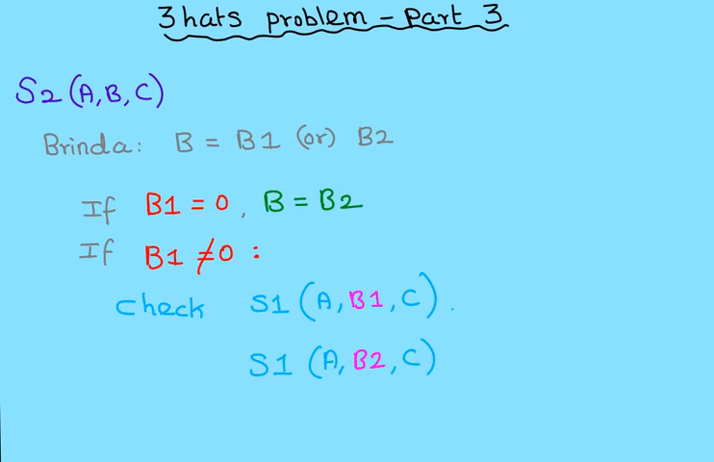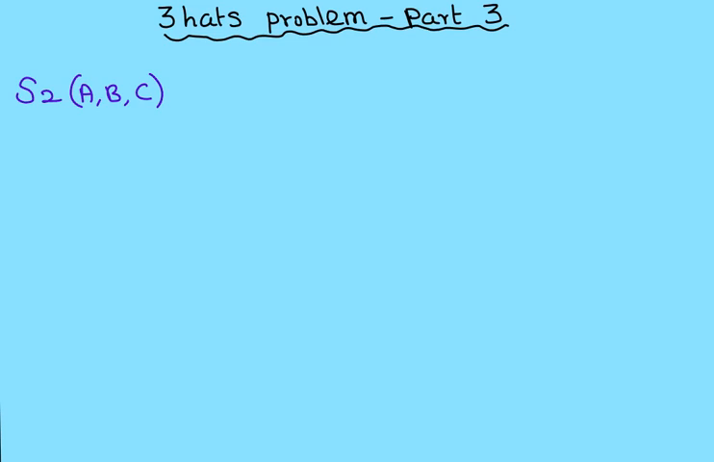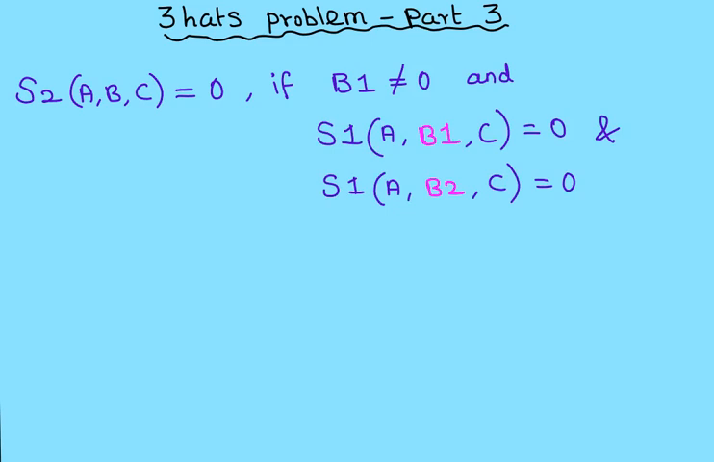In other words, if for both of the values the first statement remains 0, then she says I don't know my number. So the statement 2, S2 of ABC is equal to 0 if B1 is not equal to 0 and statement 1 remains 0 for both the values B1 and B2. We can combine these equations into 1.